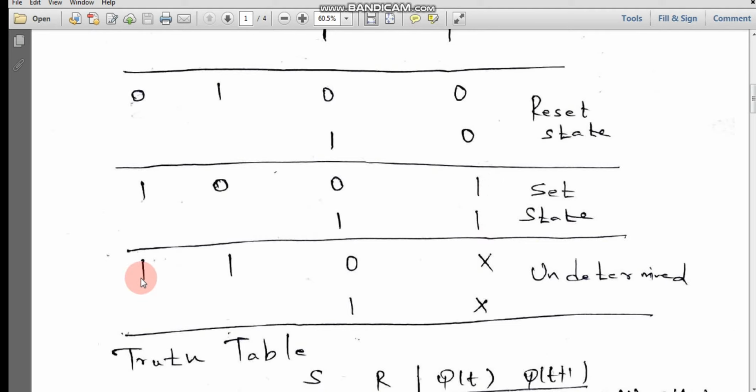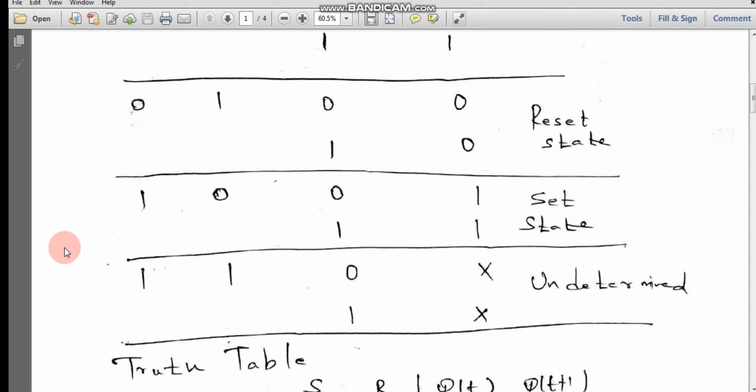And the last case is the 1 1 input combination. Whether Q of t is 0 or 1, it is an undetermined output. Either it could be 0 or 1 for the obtained Q of t value.